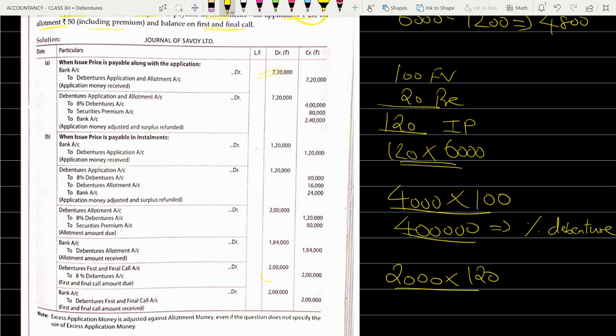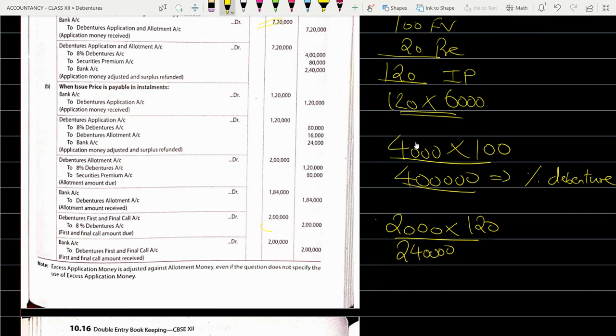Hello? Can you understand what I'm trying to say? Kindly confirm whether you're able to understand or not. Can you understand the value how I'm deriving the 2,40,000?